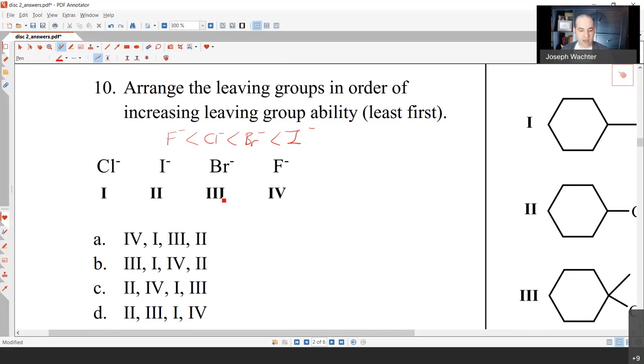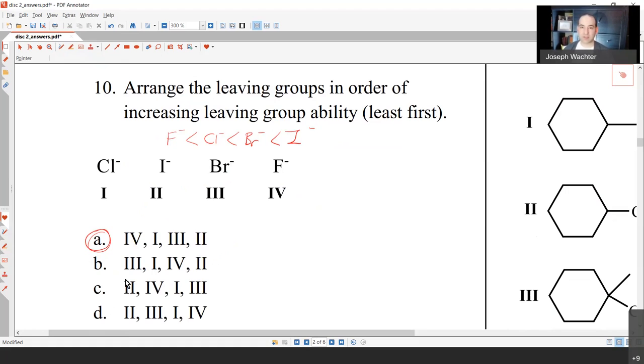So in that case, increasing leaving ability is going to be 4, then 1, then 3, then 2. So 4, 1, 3, 2. Remember, be careful about multiple choice questions like this, because you have to interpret the question properly. You'll notice that D is the exact opposite. So even if you totally understood this question and you just put them in the order of decreasing ability instead of increasing ability, you'd get the wrong choice.